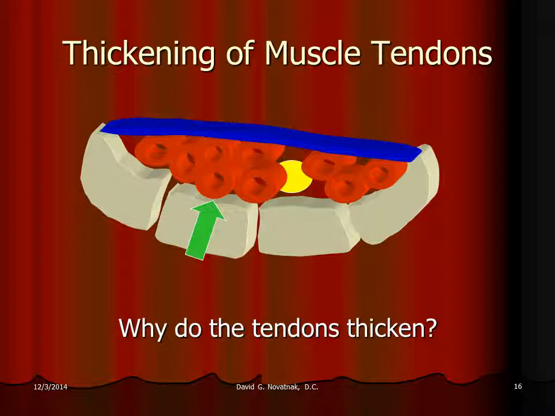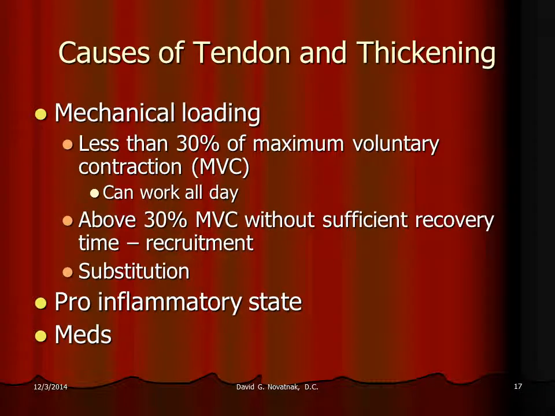Another very common problem that we see is thickening of the muscle tendons. In this case, these are the muscle tendons and they get very thick and swollen. When they thicken up, they crowd out the median nerve and put pressure onto it again, causing carpal tunnel. So some of the causes of the tendon getting thick is coming from mechanical loading.